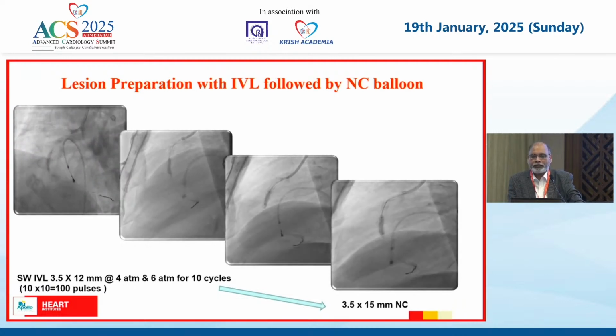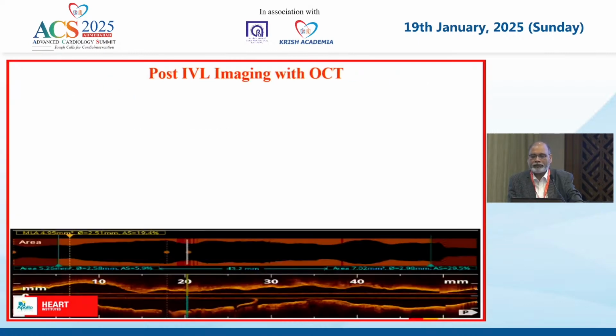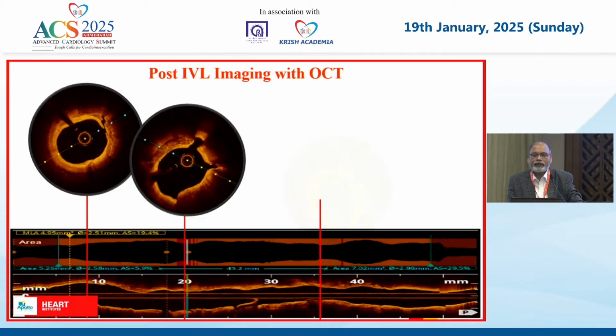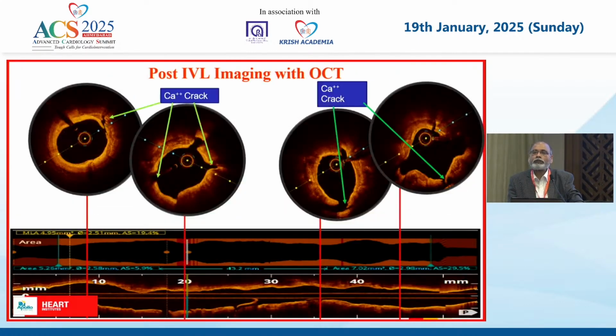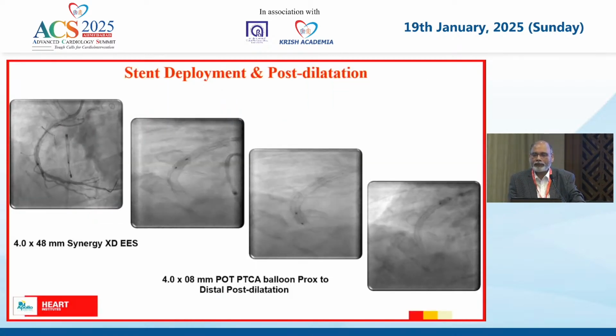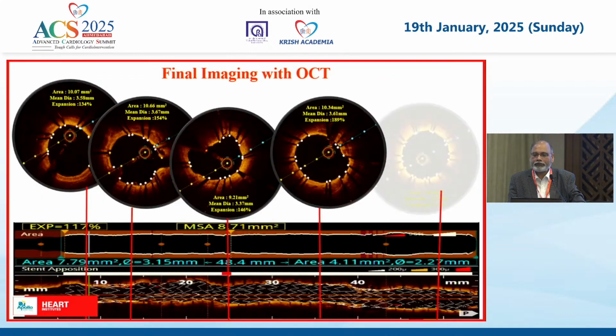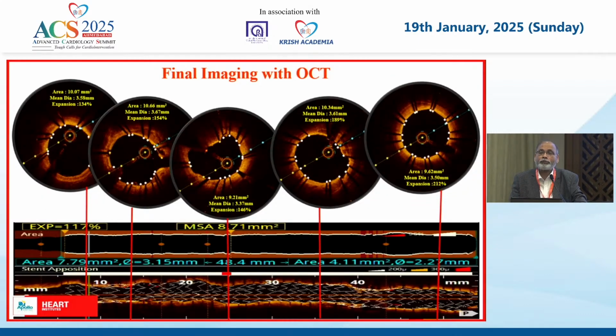Went with an IVL 3.5 into 12, 6 atmosphere, 10 cycles, 100 pulses given, and this is the imaging where you can see the post-IVL cracks. You can see the cracks very well, and this means that you have done a job well, and you straightforward go ahead with the NC balloon and then deploy the stent after the NC balloon. The results will be definitely good. So these are the final OCT pictures, but you can see the lumen area has gone up to 9.21 even in the calcium nodule, but don't be too aggressive because you may rupture the artery.